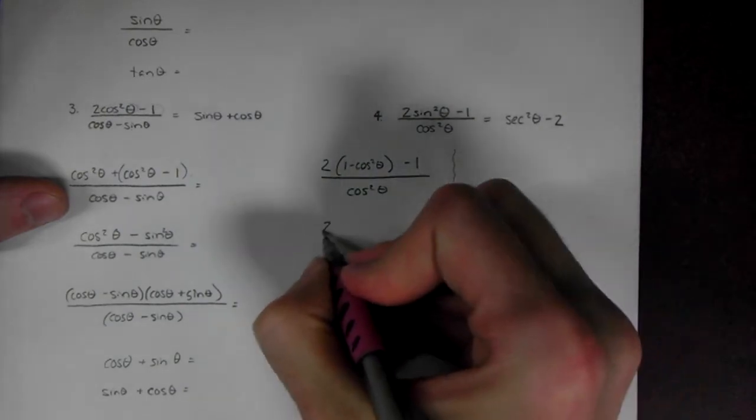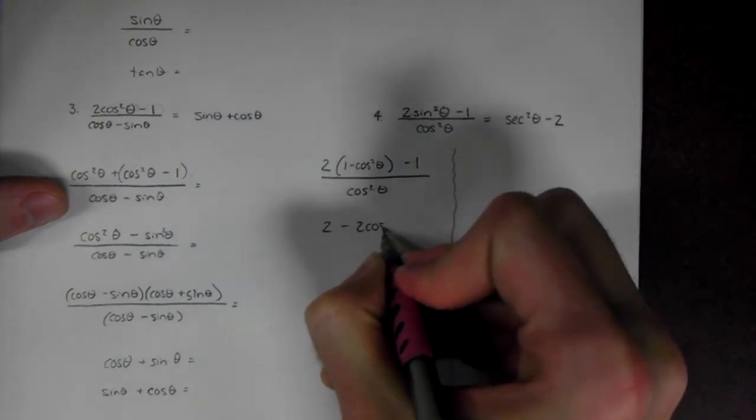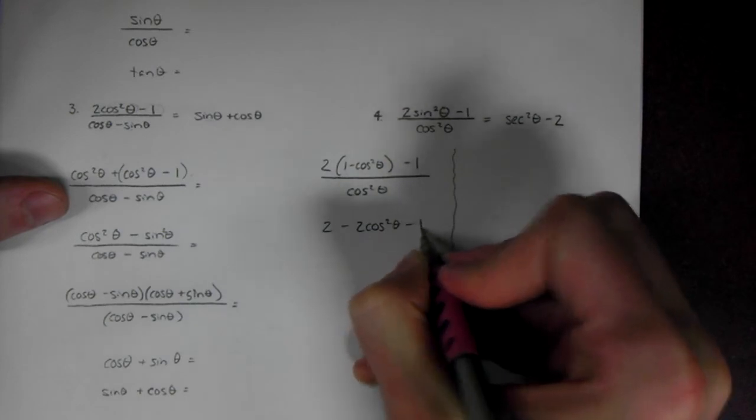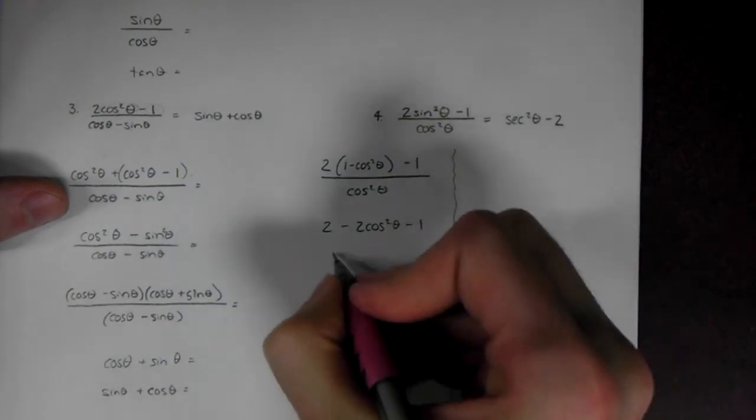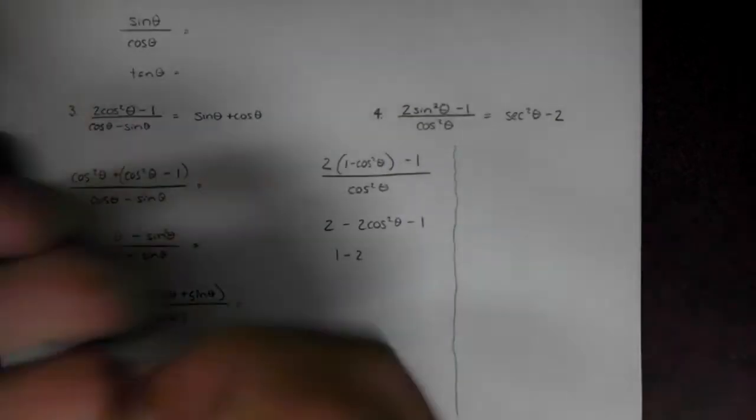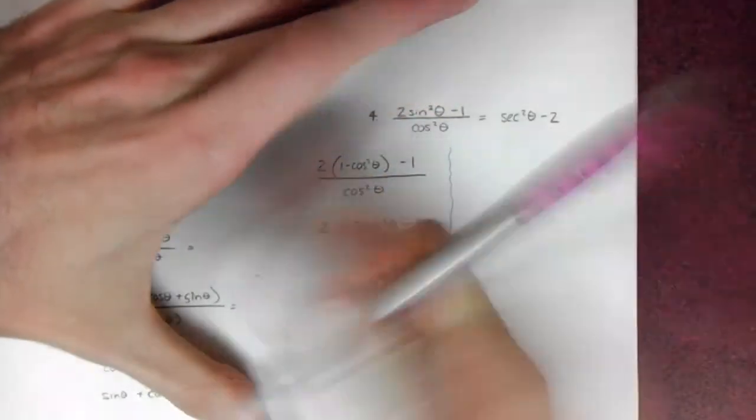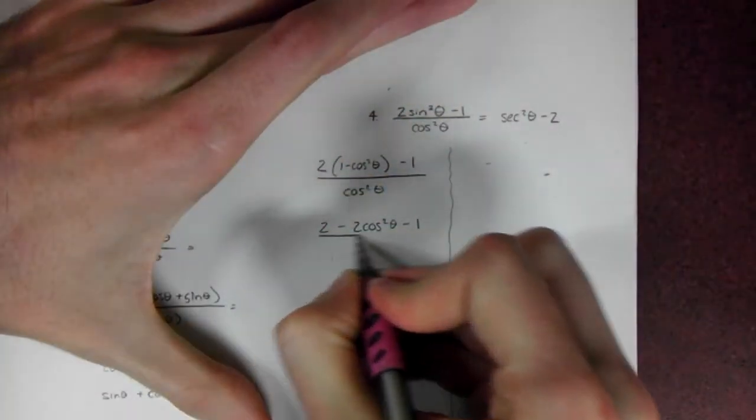Then I'm going to distribute. 2 minus 1 would be 1. Oh, I guess I need to finish writing down the denominator.